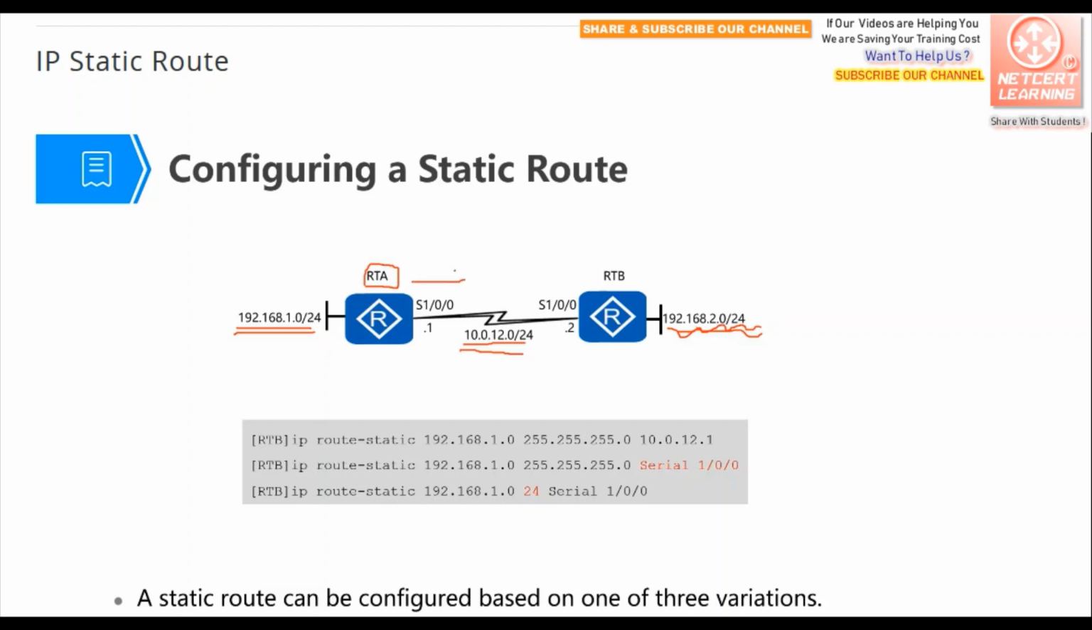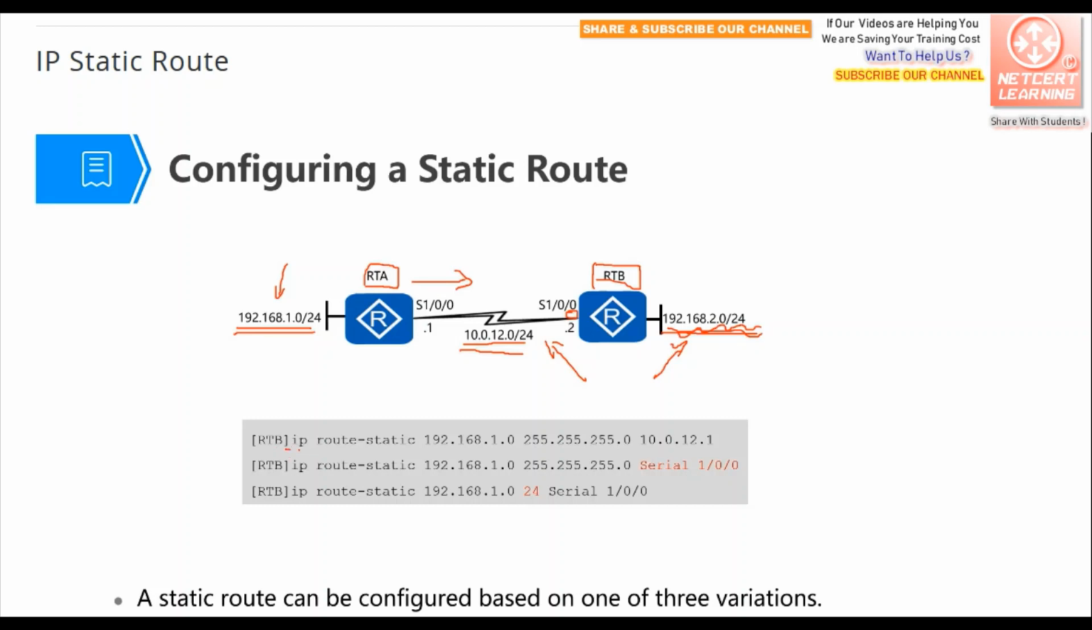Configure a static route forwarding the packet destined for this network, and the next hop should be here. Of course, for router B it is the same. Router B can automatically learn these two networks because they are directly connected. But for this network, it cannot learn it, so you need to configure a static route. In this example, the configuration of the static route is on router B.